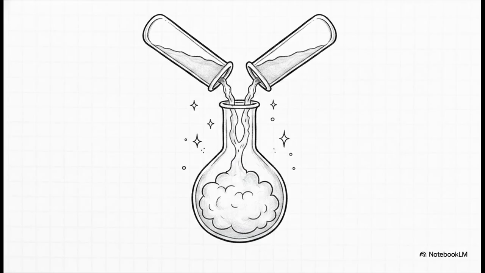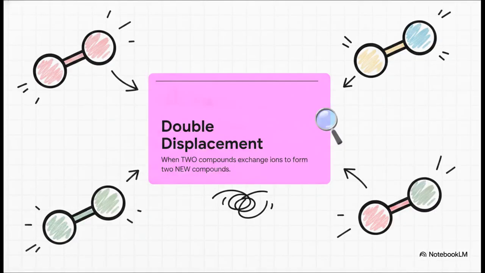Picture this. You've got two completely clear liquids in separate test tubes, right? I mean, they look exactly like plain old water. But the second you pour one into the other, boom! Almost instantly, this thick, white, cloudy solid just materializes out of thin air and starts sinking to the bottom of the glass. It honestly looks like a magic trick. So what in the world is happening on a microscopic level to create a sudden solid out of two clear liquids? Well, the secret behind that sudden cloudy solid is what we call a double displacement reaction.